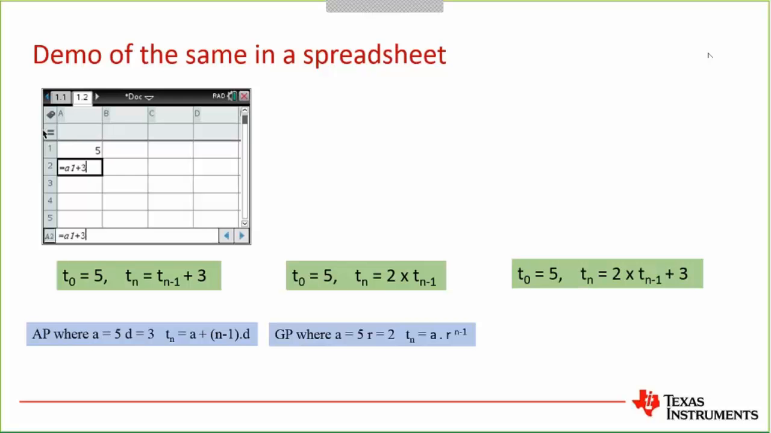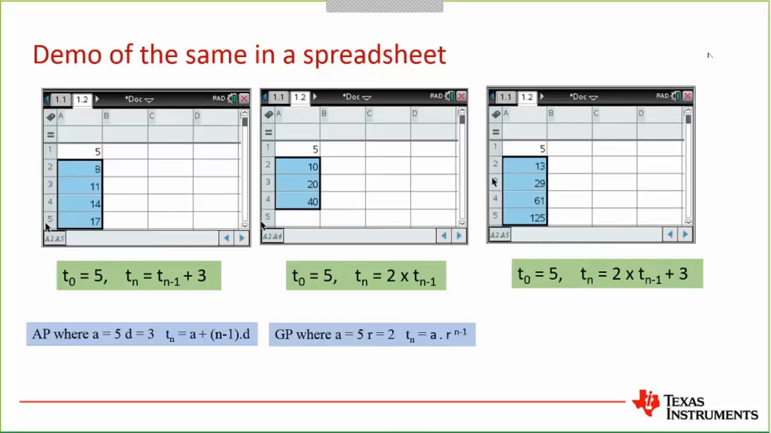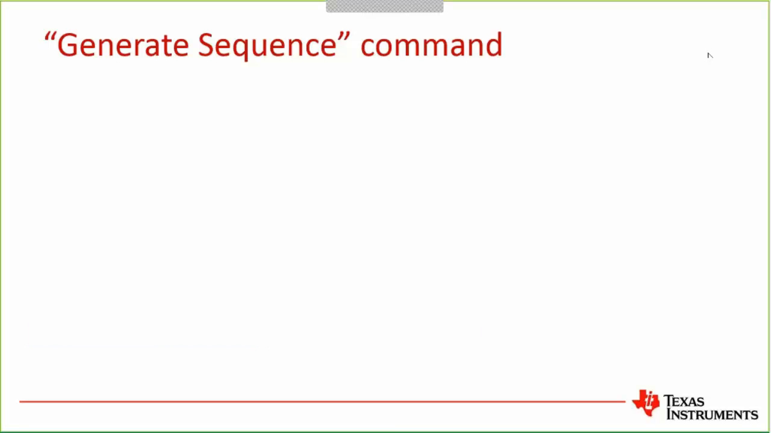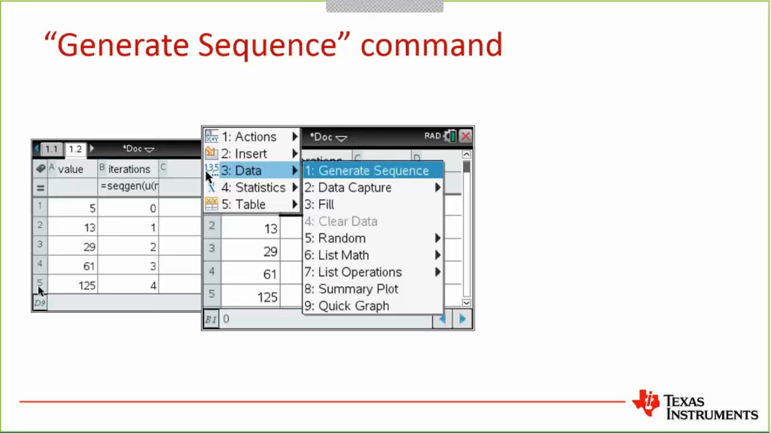You could do the same in a spreadsheet, whether you do this on a calculator or using Excel. Or you can, on the calculator, use what's called the generate sequence command. And there's a new feature here too. I was talking to a teacher just last week, and she was discussing this too: there is a way to set it up to be either the nth term or the n plus 1th term.